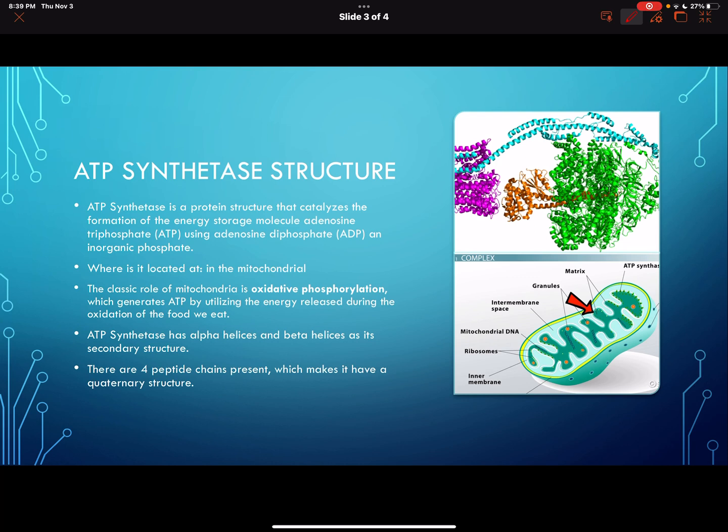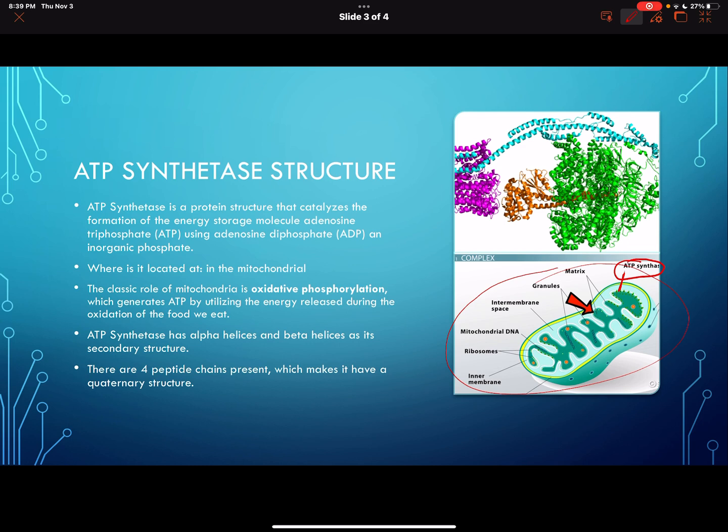Now, we want to know, where is ATP synthase located? It is located in the mitochondria. And remember, the mitochondria has a classical role, which is oxidative phosphorylation, which generates ATP by utilizing the energy released during the oxidation of the food that we eat. As you can see over here on the right is a picture of a mitochondria. And then you can see that ATP synthase is right here located in the mitochondria. Because it utilizes the ATP to release energy during the oxidation of the food that we intake.